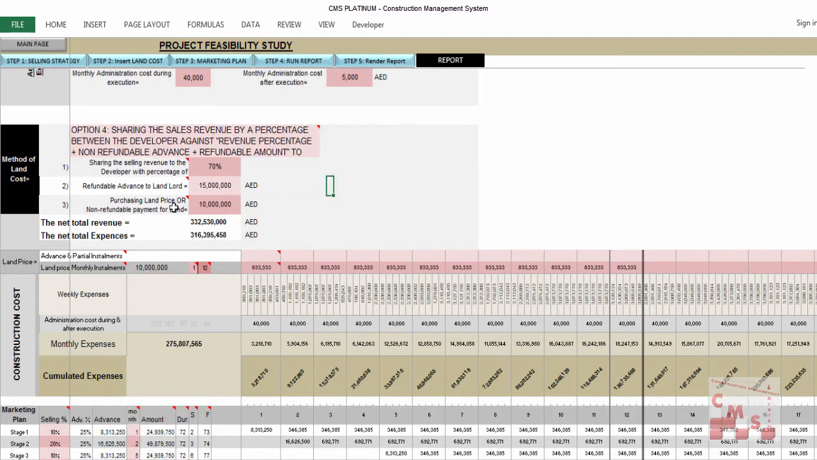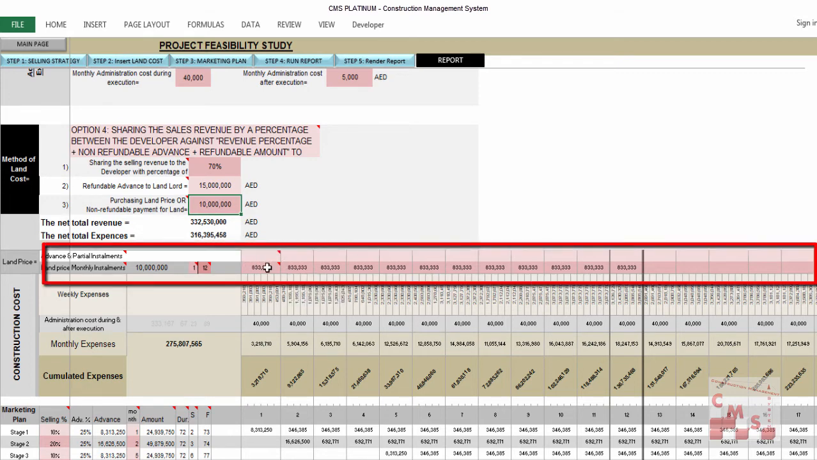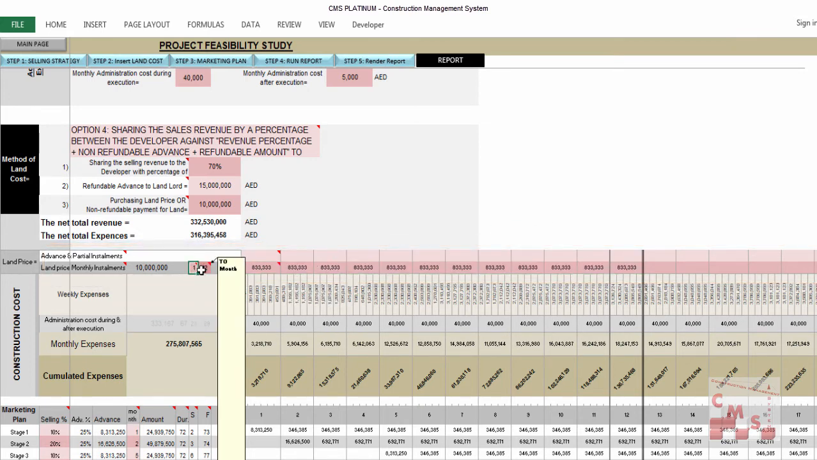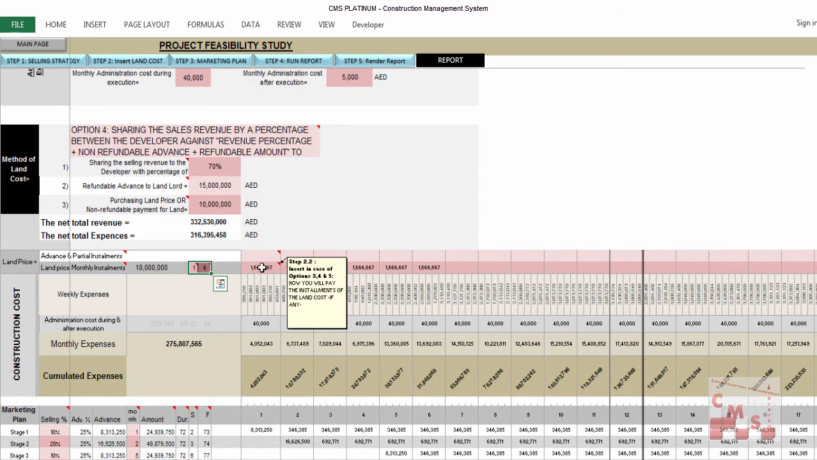Here, when you pay the landlord the refundable amount, this can be paid in advance or in installments. If it's in installments, you will add the installment period here. You will start maybe from month 1 till month 12, or from month 1 till month 6, according to the duration, which will give him his non-refundable amount.